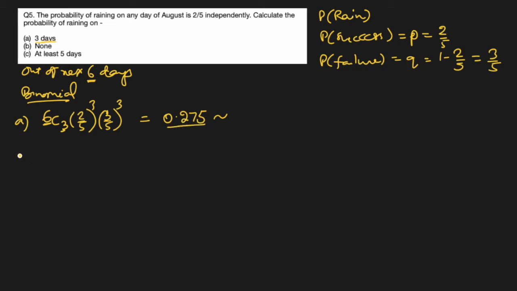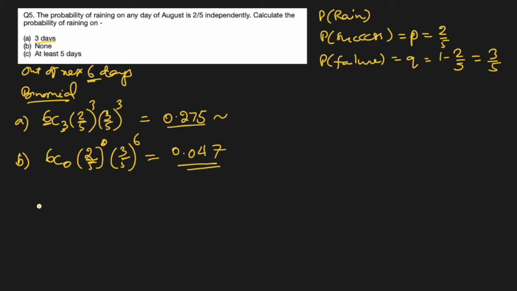Part B. None out of the 6 days means it does not rain at all. All 6 days are dry days. So it will be 6 C 0, 2/5 to the power 0, and 3/5 to the power 6, all 6 failures. 0 successes, 6 failures. We get in this case 0.047. I'm rounding it off to 3 decimal places.